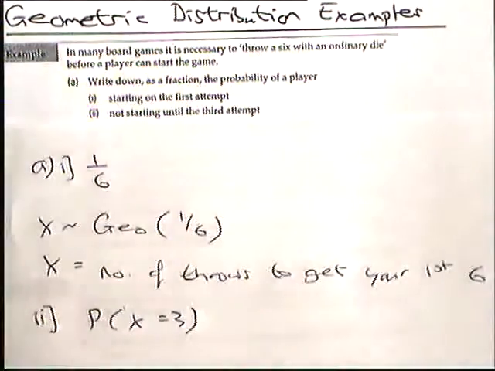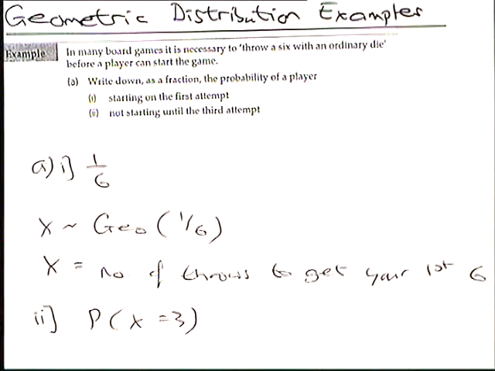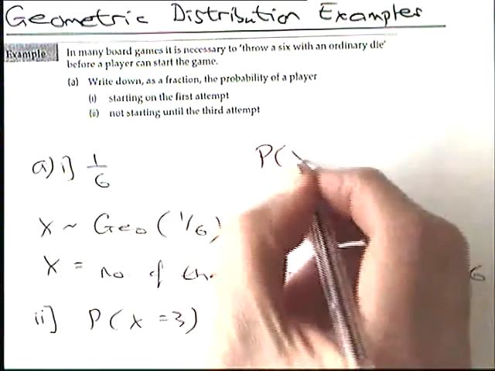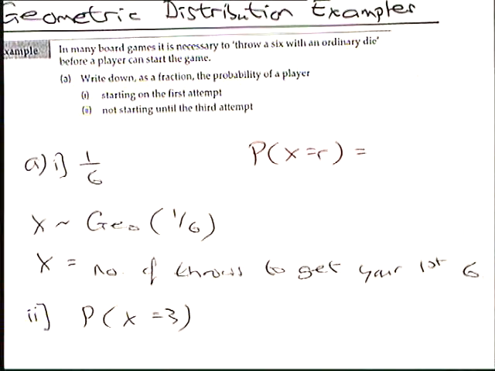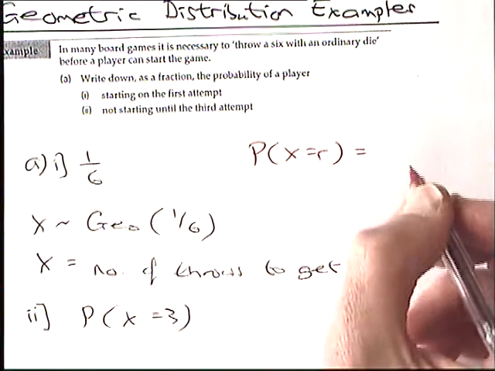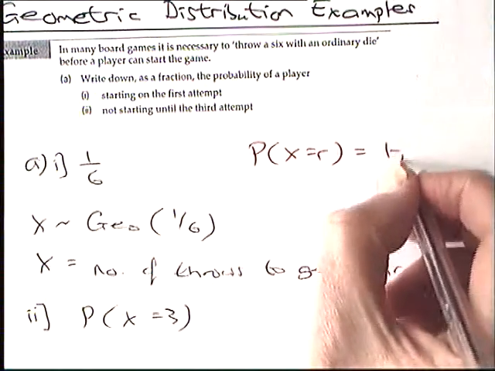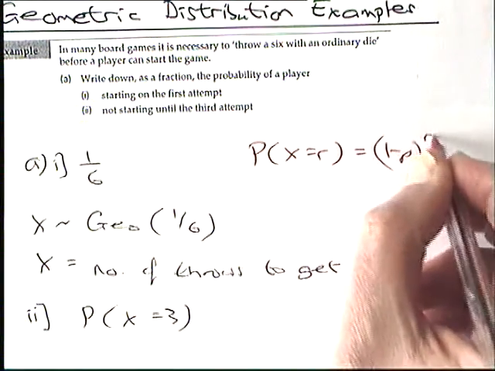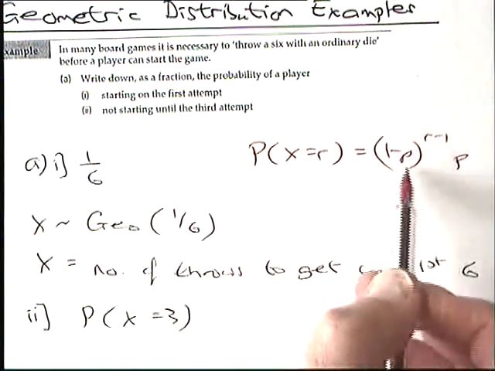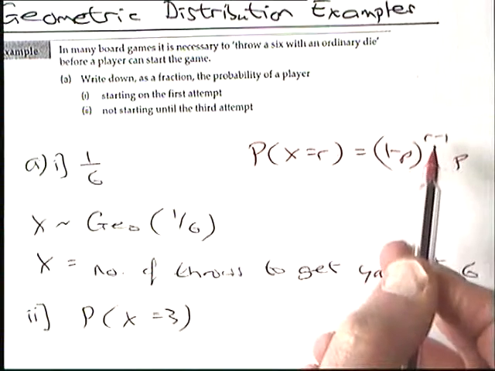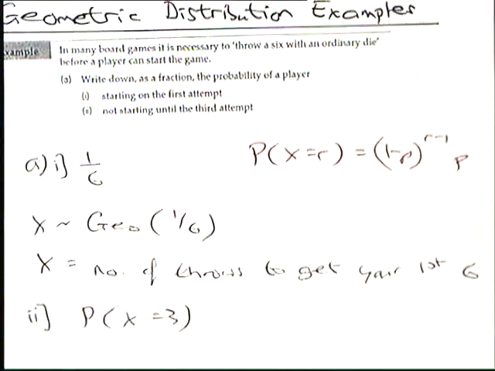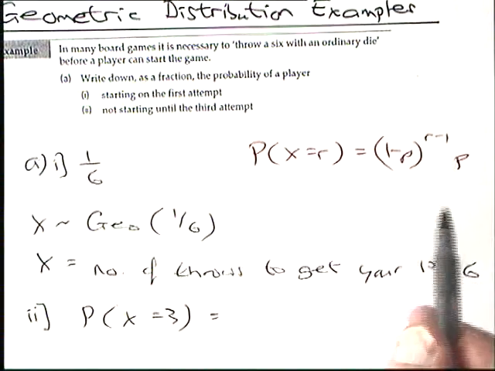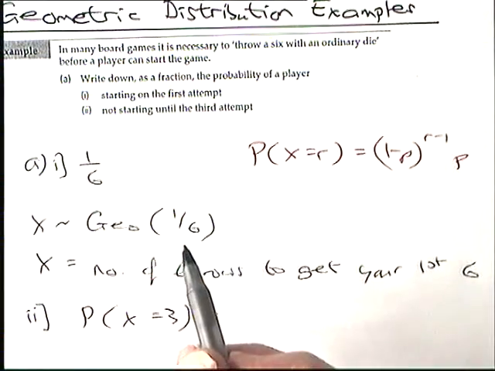Now, before we go any further, if we are doing the geometric distribution, we have a formula for the probability X equals r. What is the formula for that probability? Go on, a bit louder, Catherine. 1 minus p in a bracket, to the power of r minus 1, times p. Yeah, that's right. It's a failure probability, r minus 1 times, and then that's followed by a success.